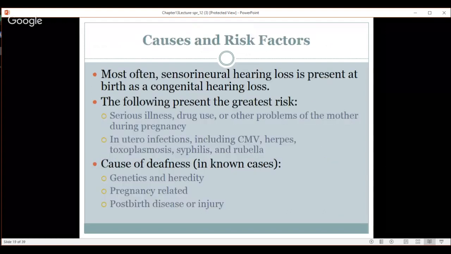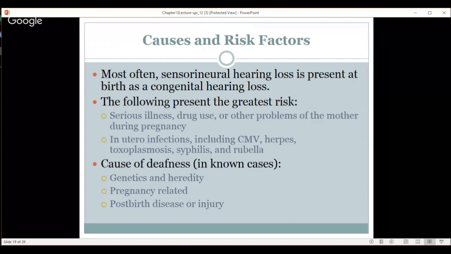Some of the causes and risk factors. Most often, sensory neural hearing loss is present at birth as a congenital hearing loss, so it's not too common for that to be acquired later on in life. It'll be present at birth.